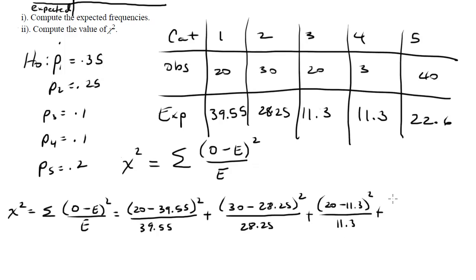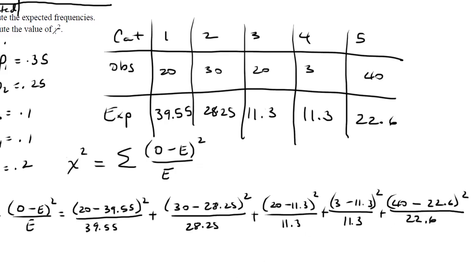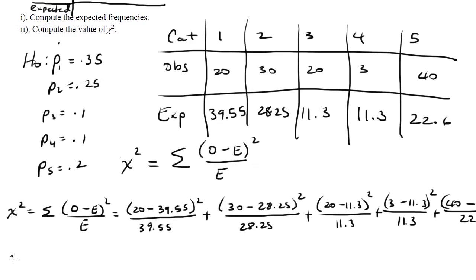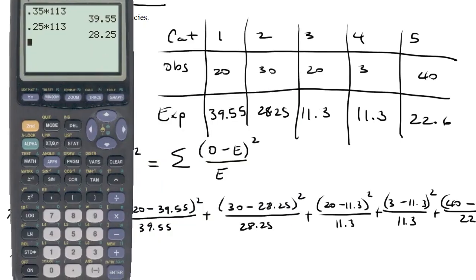Plus the fourth one, 3 minus 11.3. That's a big difference there, squared, divided by 11.3. This is a bigger one, right? Plus 40 minus 22.6 squared divided by 22.6. I wrote it there, you gotta trust me. I am going to type all of this into my calculator, and then I'll show you how to do it otherwise.